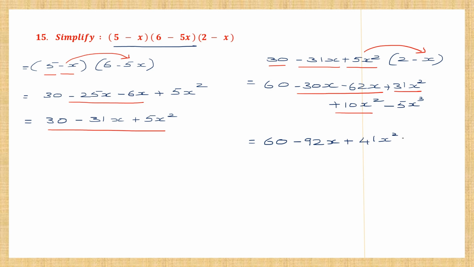And then we have minus 5x to the power of 3. So this is our final answer. 60 minus 92x plus 41x squared minus 5x cubed. You can even rewrite it starting with x cubed. So with this, children, we have come to the end of this exercise.